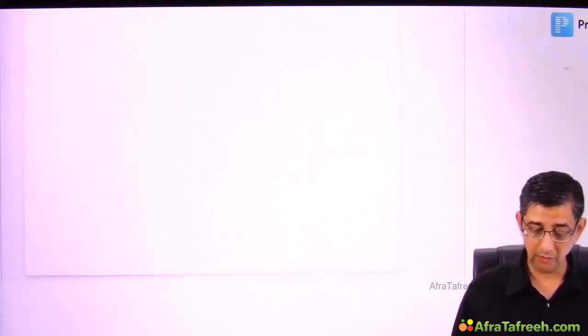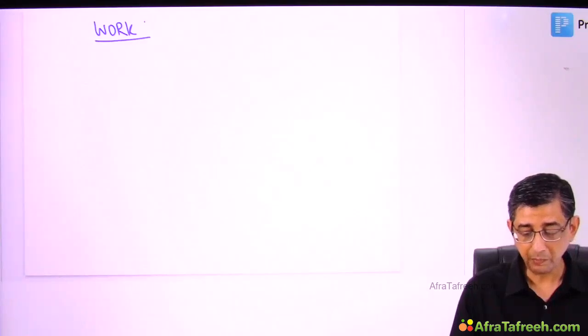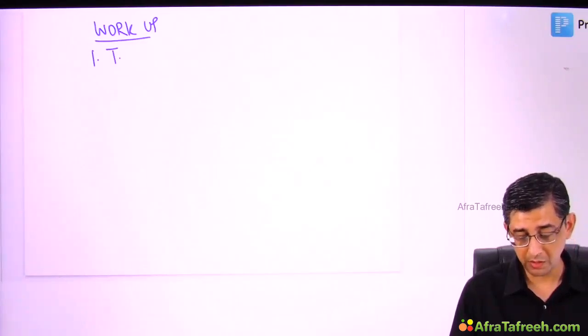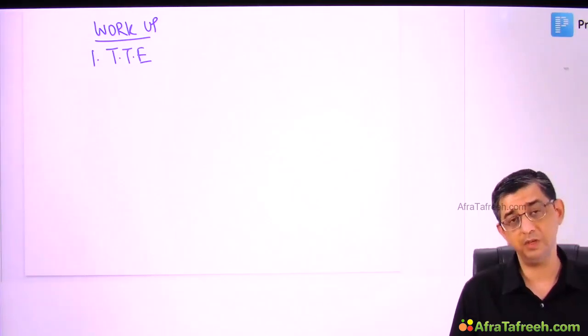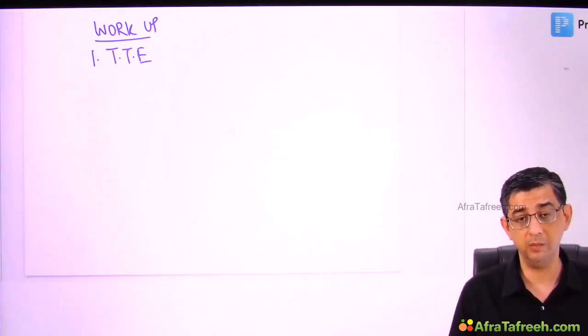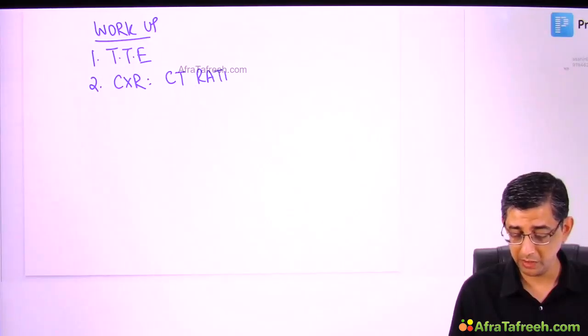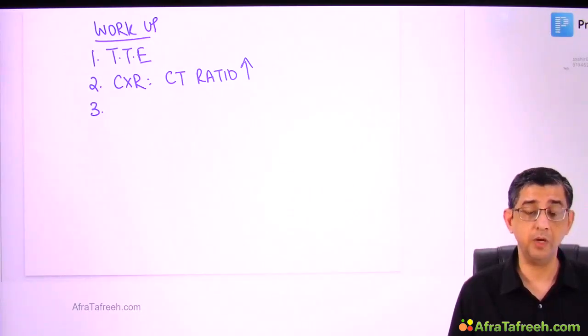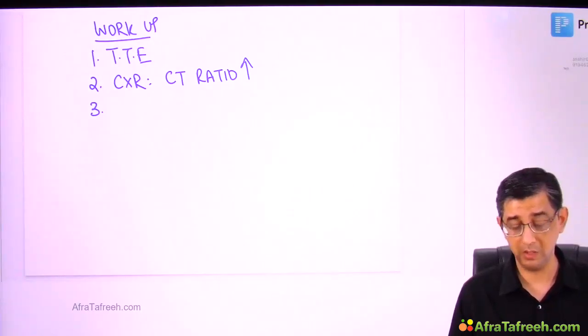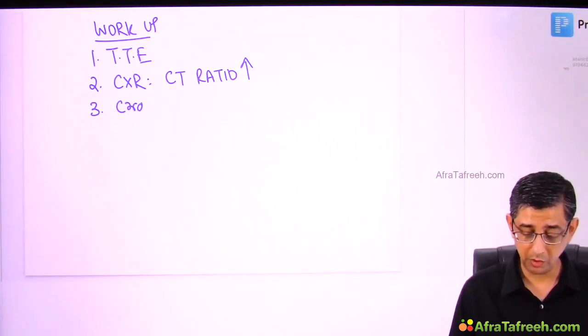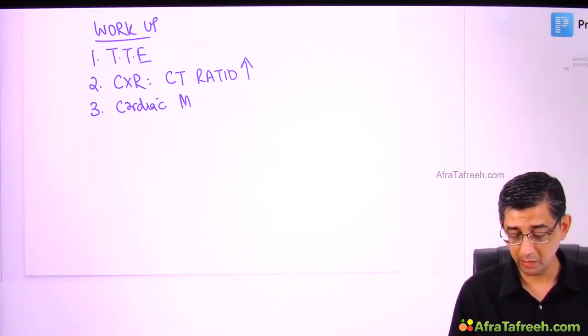Let us now look at what we will do for the workup of these patients. Well, the standard answer will be echocardiography. Transthoracic echo is the investigation of choice for this condition per se. You can evaluate the functional MR and TR. If you do a chest X-ray in this chap, you will definitely be able to demonstrate a cardiomegaly. The CT ratio will be increased. Pulmonary edema component in the form of prominent pulmonary vasculature will definitely be demonstrated in this patient. And you can be sure about your diagnosis by doing a cardiac MRI in these patients.